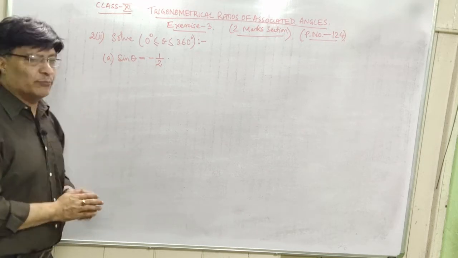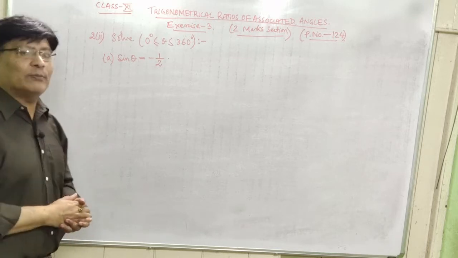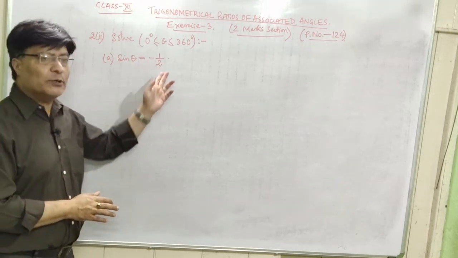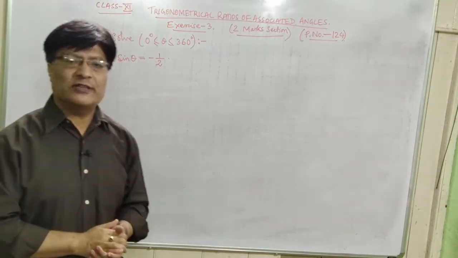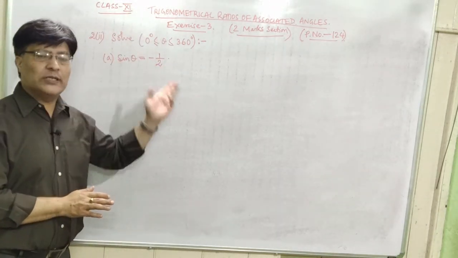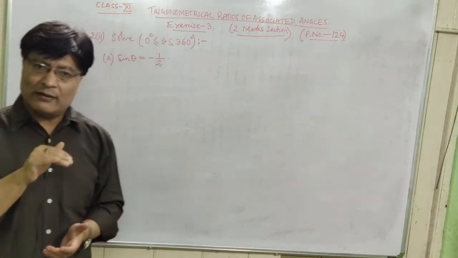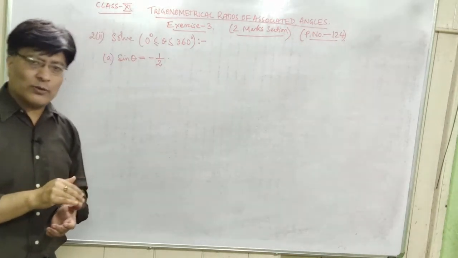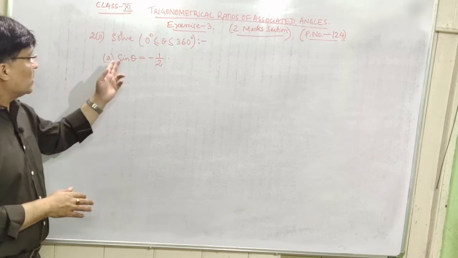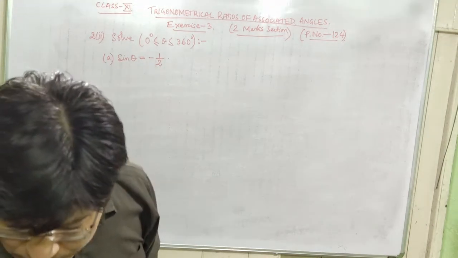Now let's do this problem. Problem number A, it is given that sine theta is equal to minus 1 upon 2. If sine theta is equal to minus 1 upon 2, what will be the value for theta? The condition is given in the question that theta lies within 0 degree and 360 degree. So you should get the angle in the first quadrant, in the second quadrant, in the third quadrant, as well as in the fourth quadrant. If sine theta is equal to minus half, what are the values of theta? Now let's do this question.